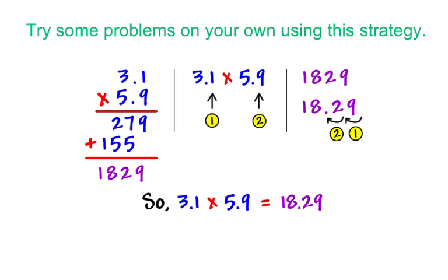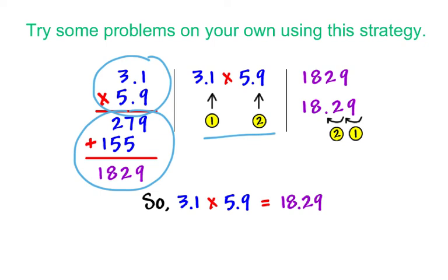Try some problems on your own using this strategy. In this problem, you can see the problem is set up using the decimal places, but multiplication is carried out as if there were no decimal places in the factors. In the end, because there were 2 decimal places, we compensate in the product for 2 decimal places by shifting the decimal point 2 places.